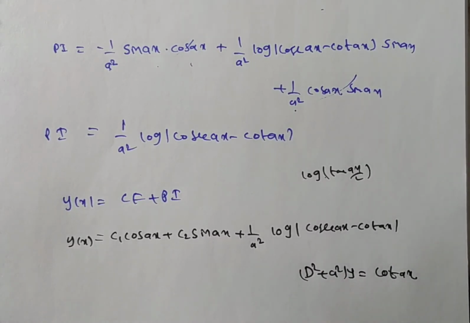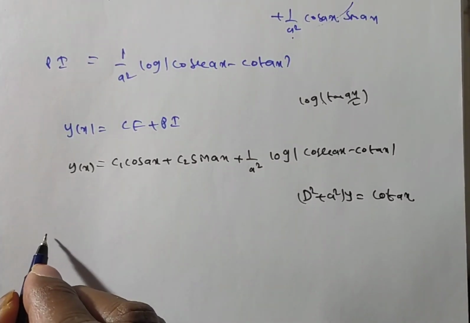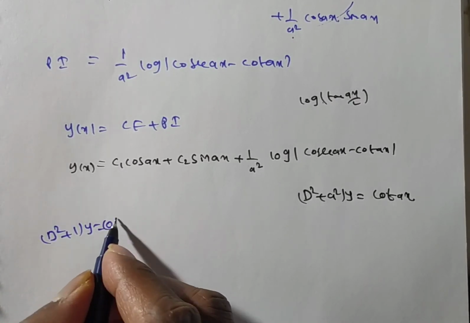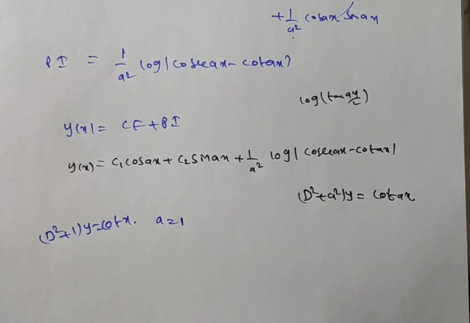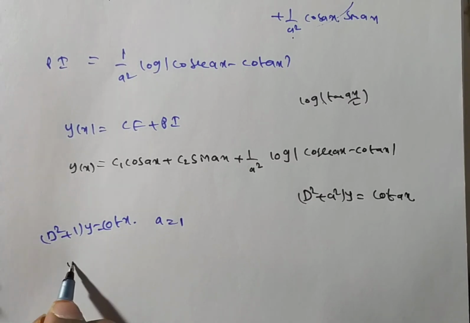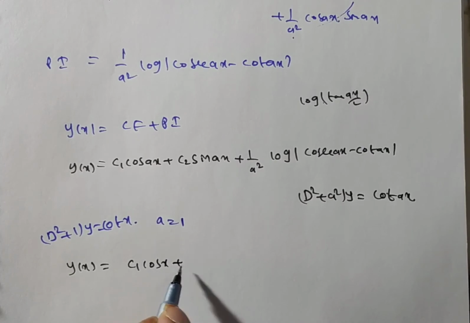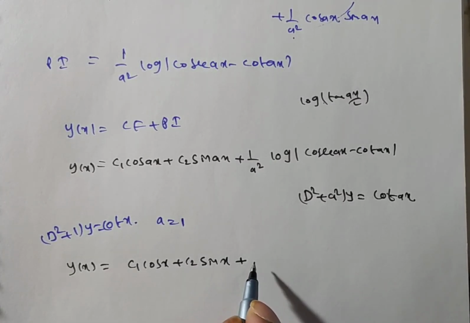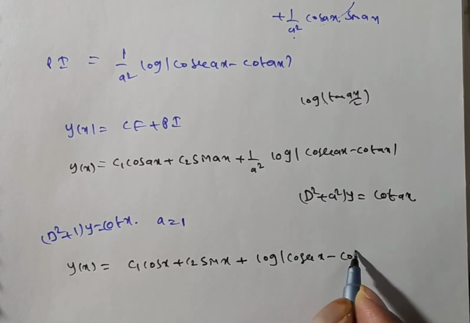Yes or no? Now they are given some more problems. What are those? Means the first problem they are given. Second problem is d square plus 1 into y is equal to cot x they are given. So what you have to replace a value? If you substitute a is equal to 1, then the general solution is we will have y of x is equal to c1 cos x plus c2 sin x plus 1 by 1 square means 1 into log of mod cosecant x minus cot x.